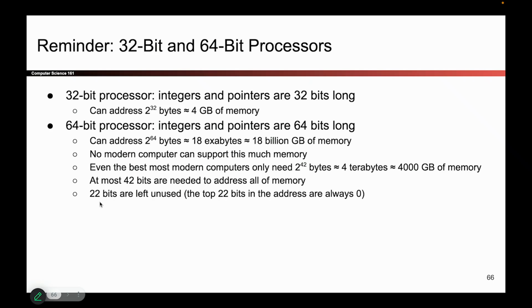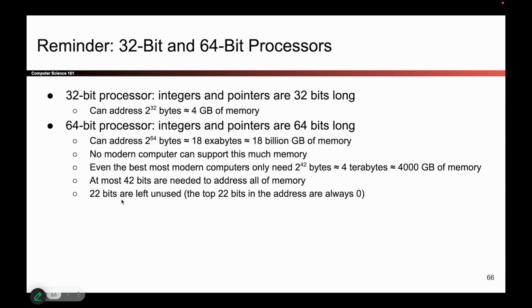Even if you write the highest address that your computer can possibly address, it's still going to be an address that looks like 0000000 followed by your actual address. So in other words, you really only need 40 bits or so, we'll say 42 bits, to address all of memory. The top 22 bits are always 0. Even the highest possible memory address that your supercomputer can access will be 22 zeros followed by 42 ones. Those top 22 bits are just not used in a 64-bit system.